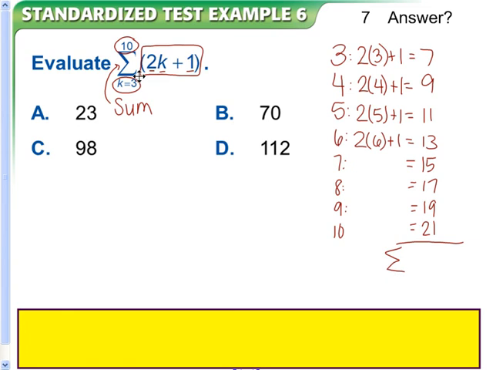So now you could use your summation formulas that we've learned in the past, but this is such a short list, so let's just add it up on our own. So 7 plus 9 plus 11 plus 13 plus 15 plus 17 plus 19 plus 21, and I come up with 112. So D is our correct answer off of this problem. Okay, that's the end of lesson 11-2. You can write down your questions and your summary.